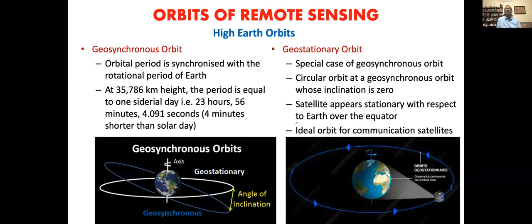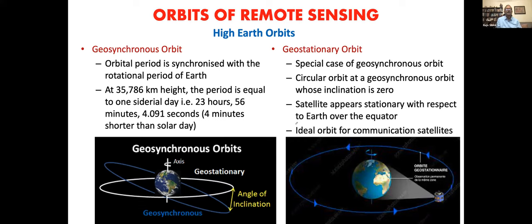Then we use the high Earth orbit satellites, where we have two types, geosynchronous orbit and the geostationary orbit. Now, geosynchronous orbit satellites are designed in such a way that the orbital period of the satellite is synchronized with the rotational period of the Earth, which means that it will literally be focusing on the same point of the Earth most of the time, right?